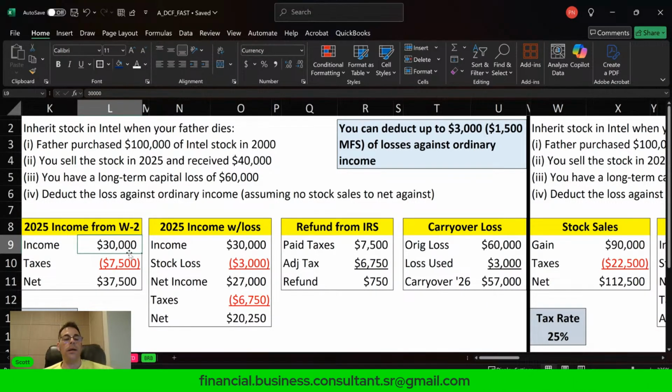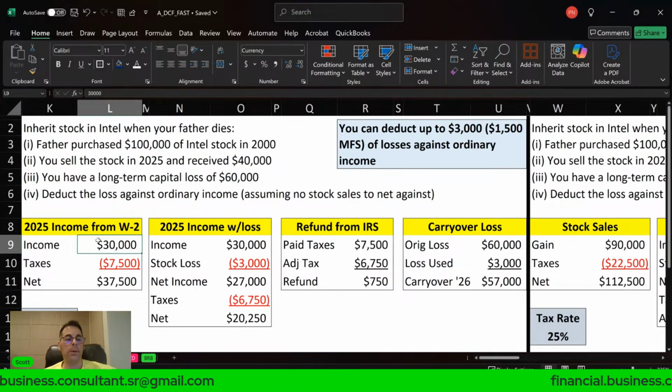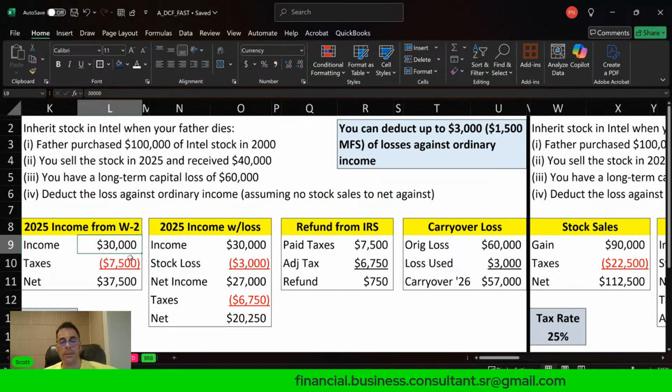Say you're in college or you just have a part-time job, you're not making that much money, you're making $30,000. So each paycheck you pay taxes.